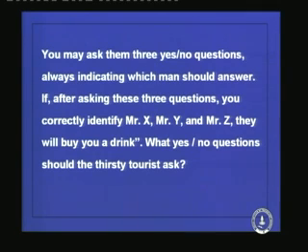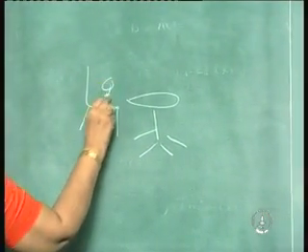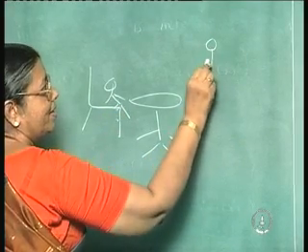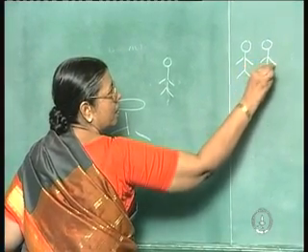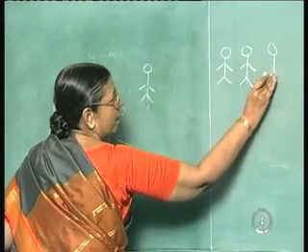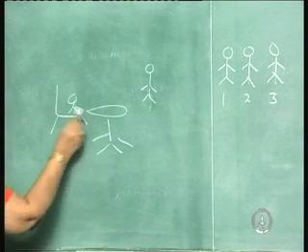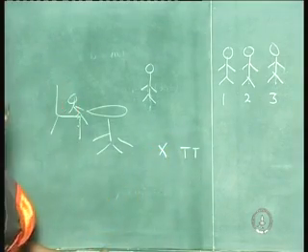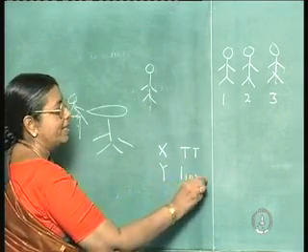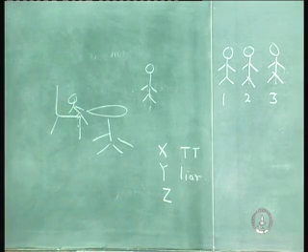The problem is like this. A tourist is sitting here, the waiter comes, and he points out three people standing there in a row. The waiter tells the tourist, "Look at those three people. One is Mr. X, who is a truth teller, he always tells the truth. Another is Mr. Y, who is a liar, who always lies. The third person is Z, sometimes he lies and sometimes he tells the truth."